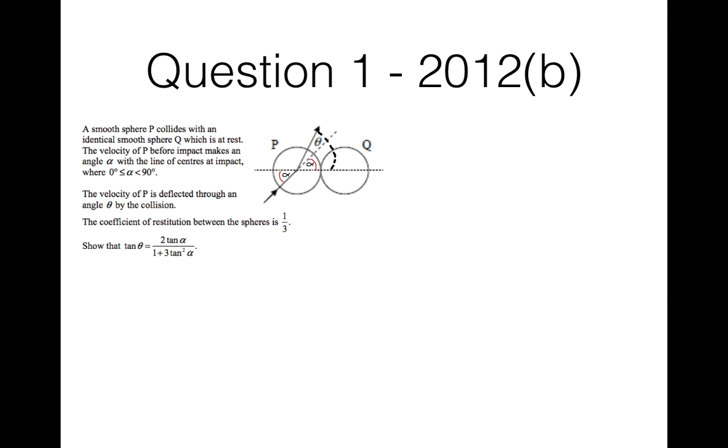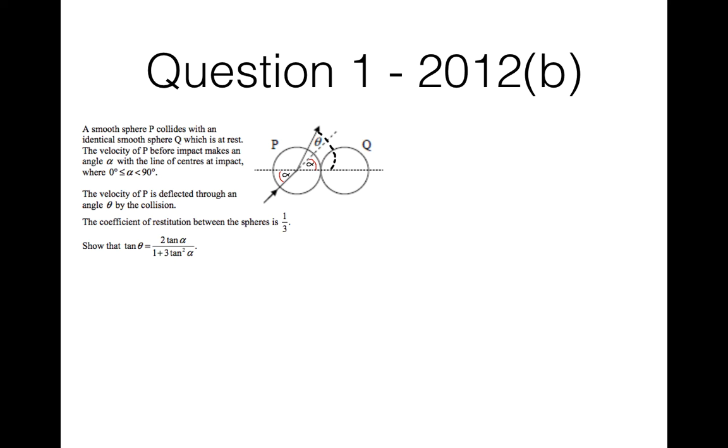Straight into the questions. So this one is question 5 from 2012, and it's 5b. So let's read the question. We have a smooth sphere P that collides with an identical smooth sphere Q, which is at rest. Immediately the masses are the same, and we know that the velocity of Q before impact is 0i plus 0j. Before impact, P makes an angle of alpha with the line of centres.